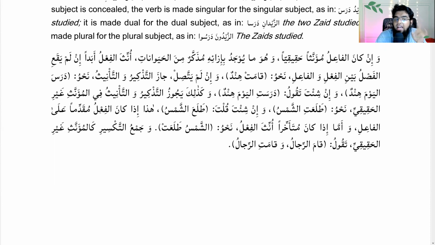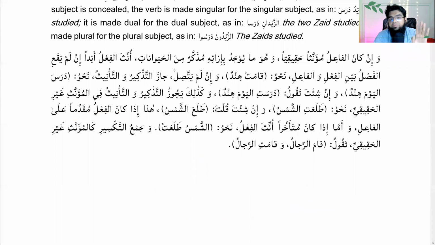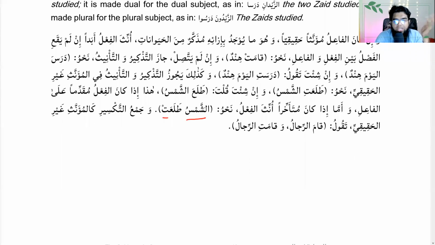But, هذا إذا كان الفعل مقدماً على الفاعل. Here, there's a condition. This is all okay if the verb comes before. There's a verb and the subject, right? فعل, فاعل. وأما إذا كان متأخراً أنث الفعل. But if the verb is coming afterwards, the فعل is made مؤنث. Because, I mean, الشمس طلعت. Because it has to go back to something, no? Feminine. So you cannot say الشمس طلع. No. The only option is if the verb started first. This is the option which is allowed.